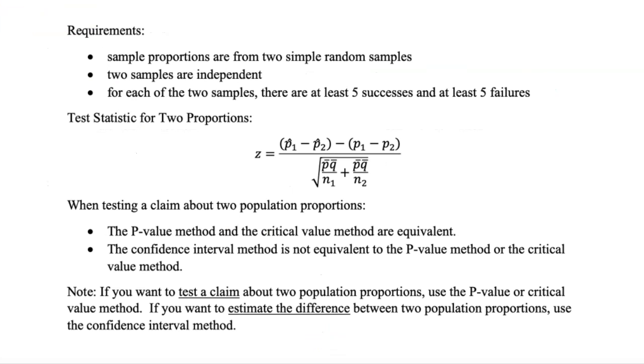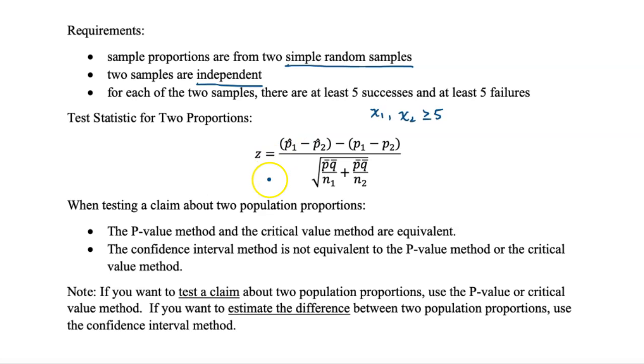And so the requirements for this type of test are that the sample proportions are from 2 simple random samples. So same thing as we saw in chapter 7, we needed to come from simple random samples. The 2 samples must be independent, so they must not be connected to each other in any way. And for each of the 2 samples, there are at least 5 successes and 5 failures. And we know we're considering a success. In this case, our successes are denoted x1 and x2. So x1 and x2 must be greater than or equal to 5.